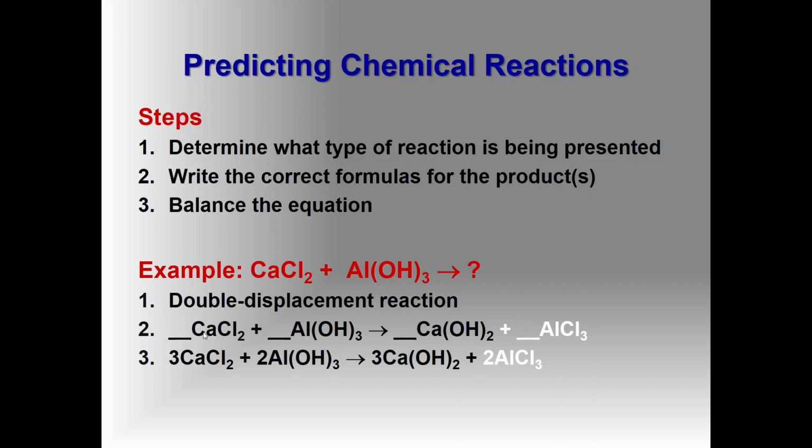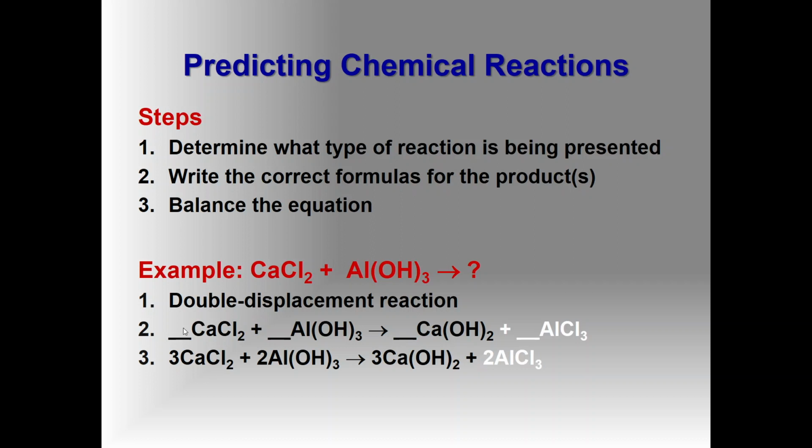So, we have 2 chlorine on the left and 3 chlorine on the right. You can initially guess that to counteract this, we need a common denominator of 6. So we're going to need to make 3 calcium chloride here and 2 aluminum chloride on the right. That will give us 6 chlorine on the right and 6 chlorine on the left.